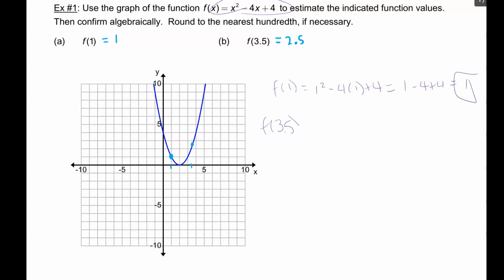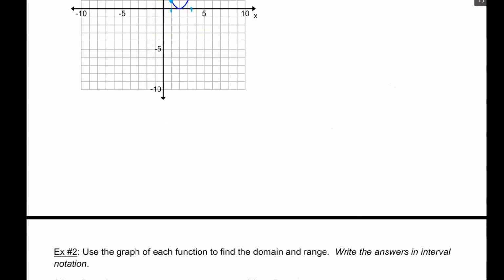Now we plug in 3.5. 3.5 squared minus 4 times 3.5 plus 4. So go ahead and plug in your calculator. After you plug in your calculator, you see the answer is 2.25. Okay, so it's not exactly what we estimated, but we were close. If you would have estimated that this was 12, that would totally be wrong. But 2.5, 2.25, that's a pretty good estimation for our eyes.